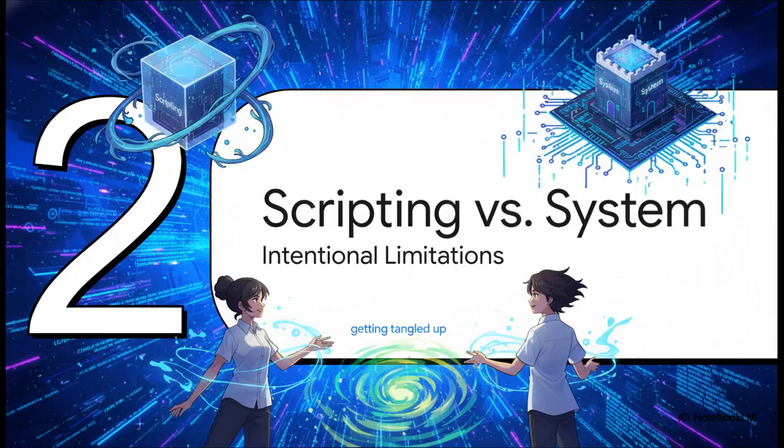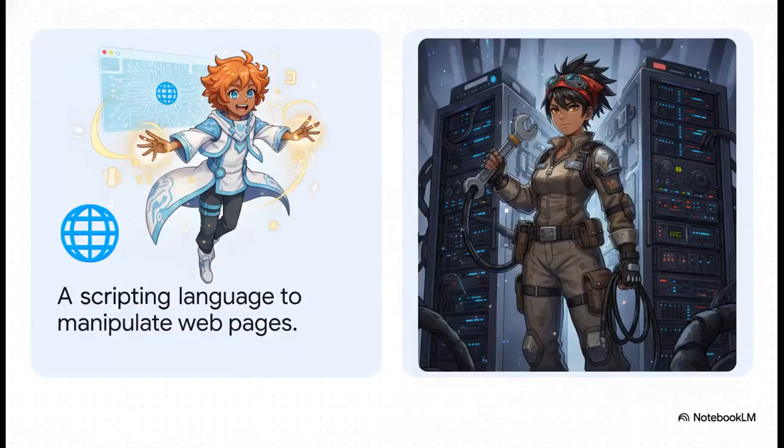Moving right along to Section 2, scripting versus system languages, and why an intentional limitation is actually a good thing. Now, JavaScript is officially classified as a scripting language, and because of that, traditional programmers sometimes tend to dismiss it, especially when comparing it to heavy-duty system languages like C++, Java, or Python. And look, it's true. System languages are incredibly powerful.